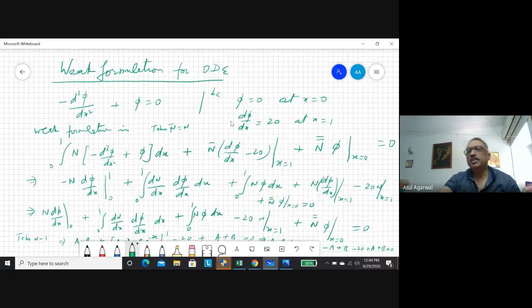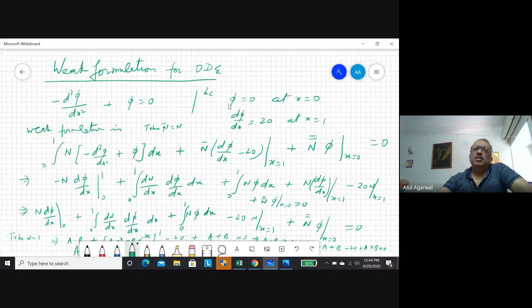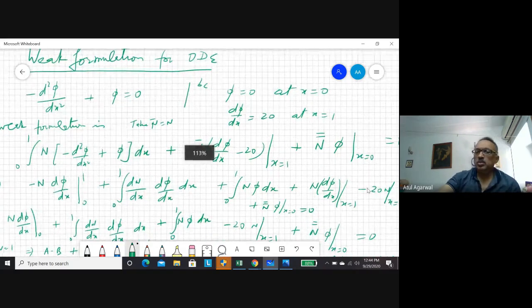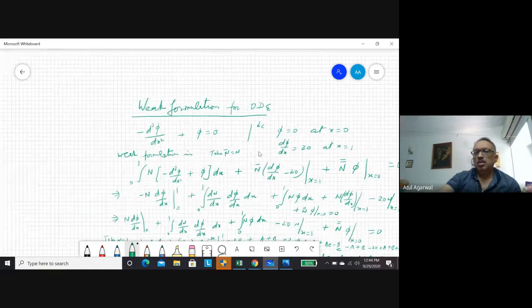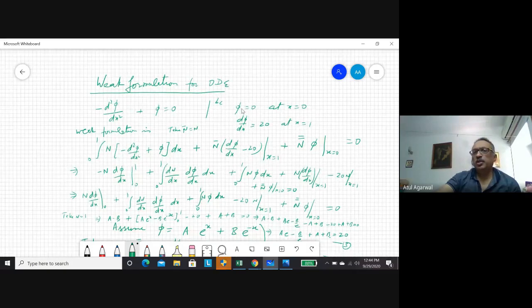You see, this is our differential equation and boundary conditions. So we find the weak formulation: we multiply this with n bar, integrate over the domain, plus we use this boundary condition, n bar into dphi/dx minus 20, plus we use the term corresponding to this boundary condition, where we put this n double bar phi at x equal to 0. So this is a weak formulation that satisfies the differential equation as well as boundary conditions.